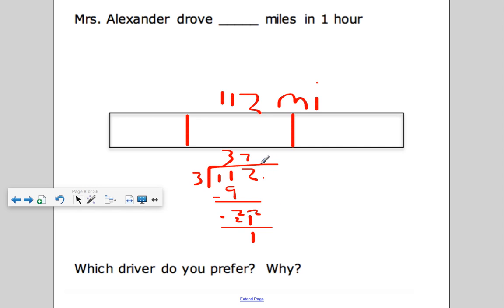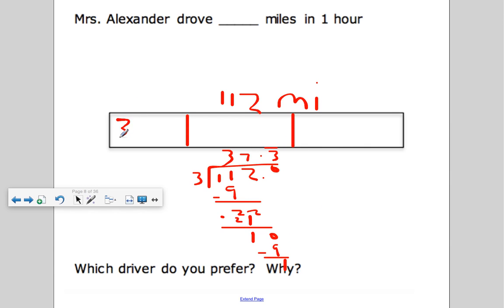I want to change this value, so I add a 0, a placeholder here. Bring it down. How many 3's go into 10? 3 times, which is 9. 10 minus 9 is 1. You know what? I'm going to realize this, it's like deja vu. It's going to repeat. It's a repeating decimal. So I will put it right here.